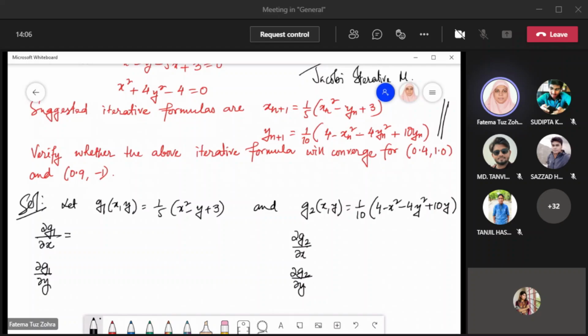So what is the value of ∂g1/∂x? It is 2x by 5. ∂g1/∂y is minus 1 by 5. ∂g2/∂x is minus 2x by 10, so 2 by 10 is 1 by 5, so that is minus x by 5.